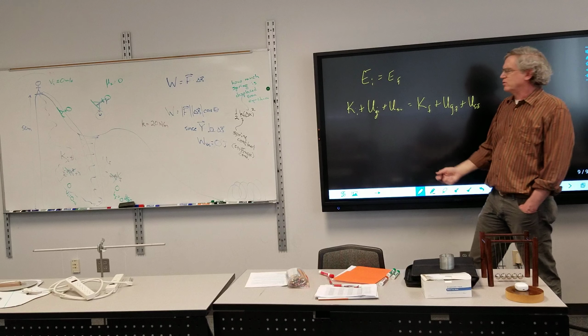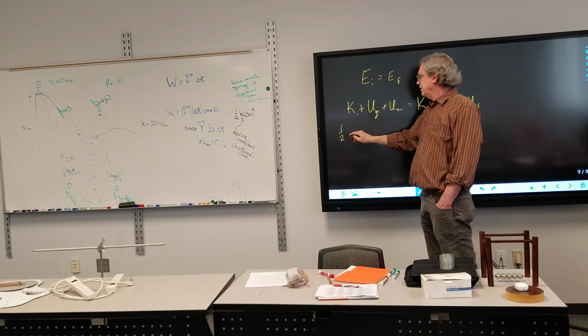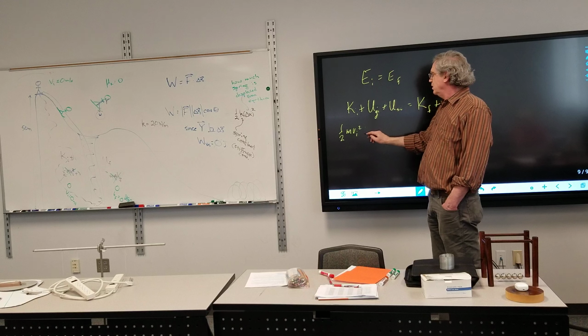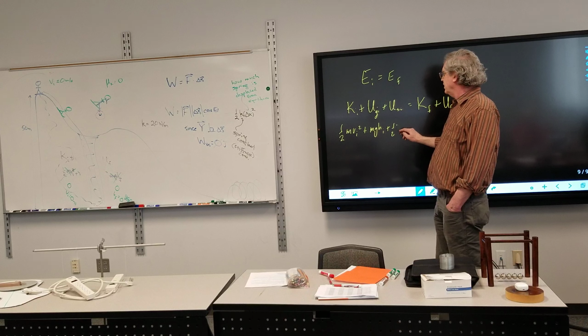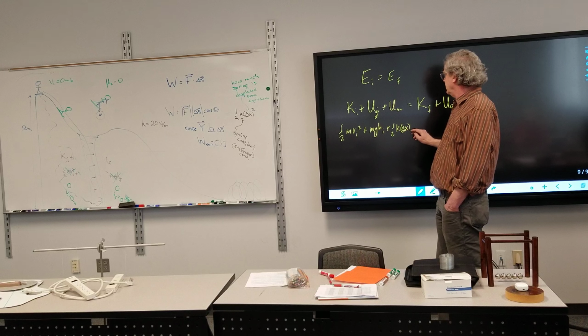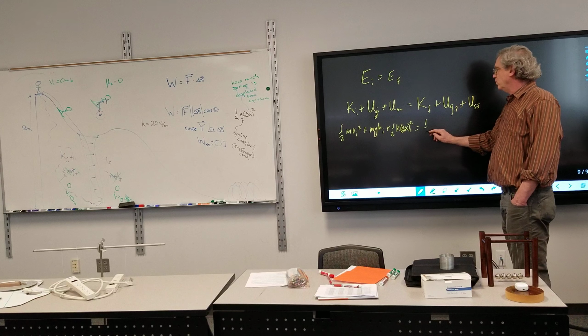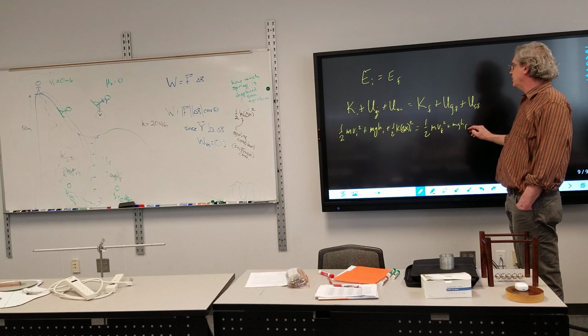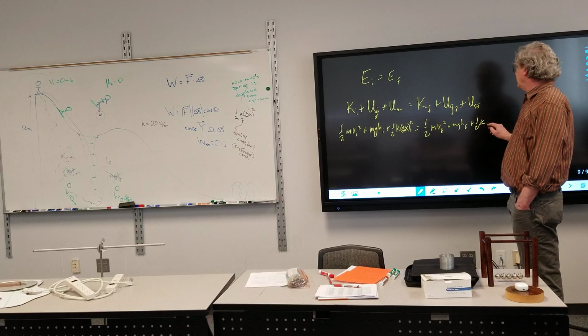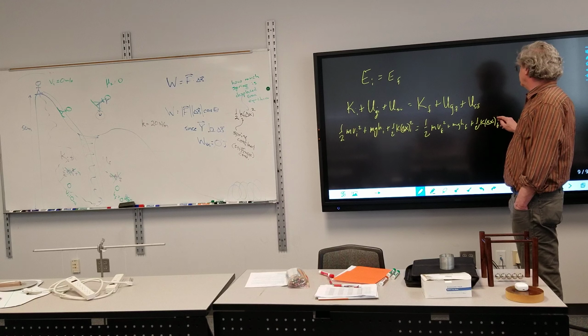Let's go to the next step. So 1/2 mv initial squared plus mgh initial plus 1/2 k delta x initial squared is equal to 1/2 mv final squared plus mgh final plus 1/2 k delta x final squared. Okay.